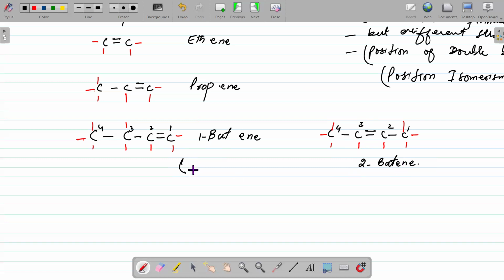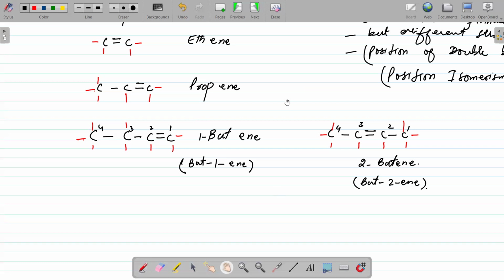Or we can also name it as but means 4 carbon atoms, then 1 and then ene. But 1 ene means 4 carbon atoms and the double bond ene is at position 1. So this can also be named as but 2 ene. 4 carbon atoms and the second position where the double bond is. Similarly, we can draw another isomers of 5 carbon atoms or 6 carbon atoms.